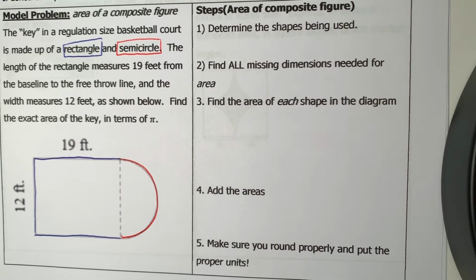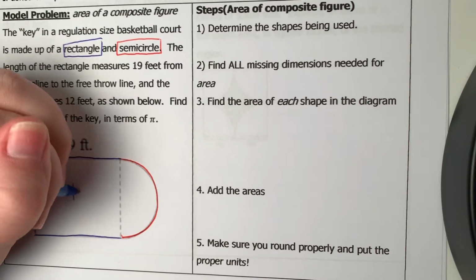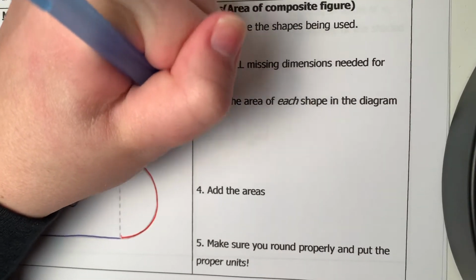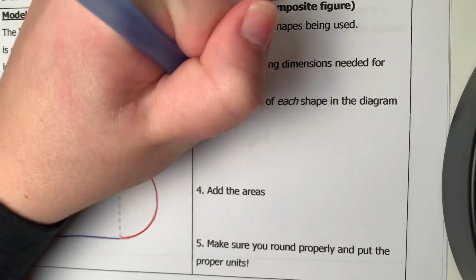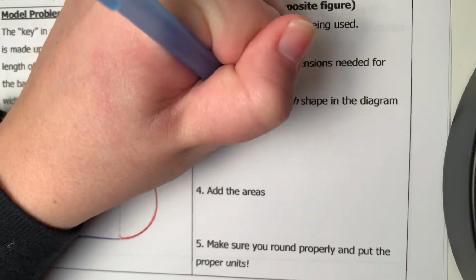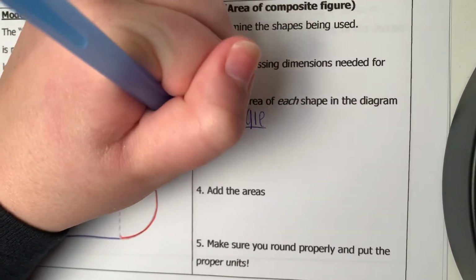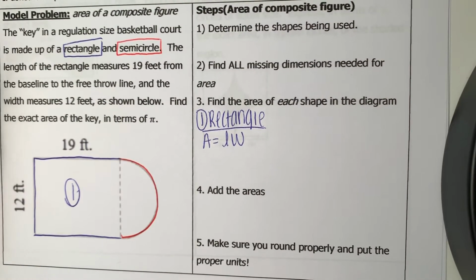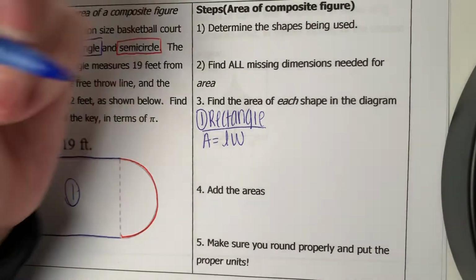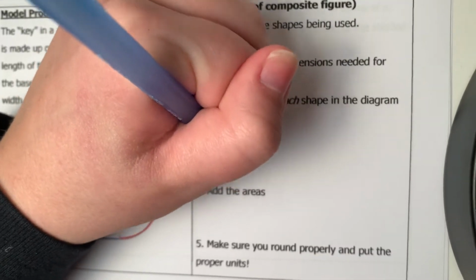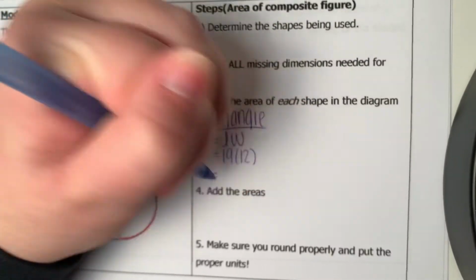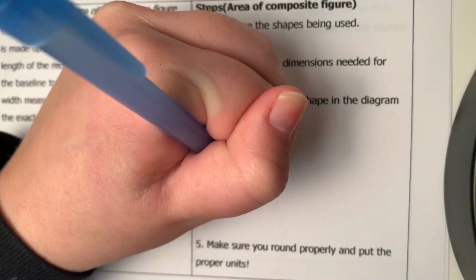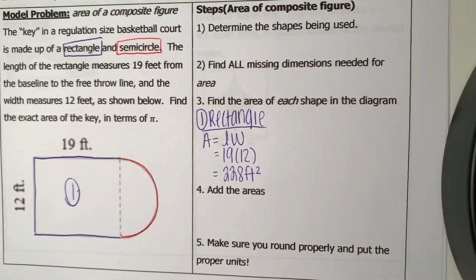So let's label this guy shape 1, which we know is a rectangle. And the area of a rectangle is length times width, which is going to be 19 times 12, which is going to be 228 feet squared.